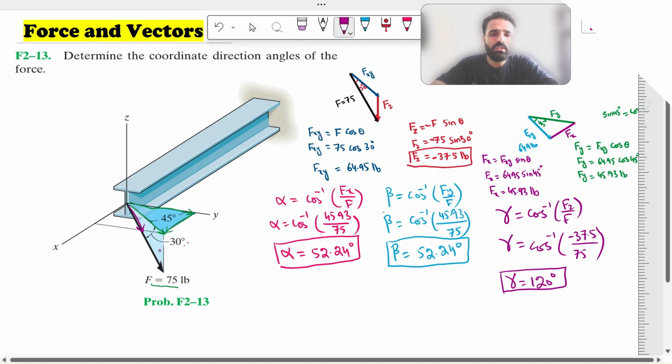Here it looks very complicated, but I resolved it in a very easy way using two triangles. I found the value of Fz and Fxy, which is the projection of the given force on the xy plane. Then from the other triangle, I found the value of Fx and Fy. Then I used the formulas for alpha, beta, and gamma, and reached the required answer for the coordinate direction angles for this force.